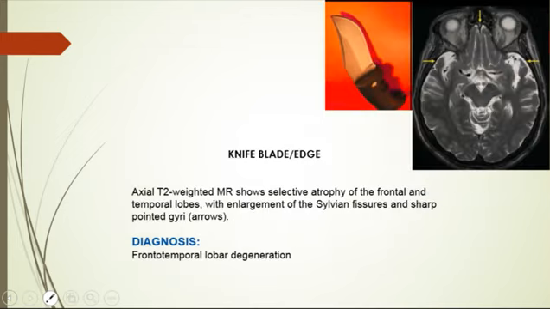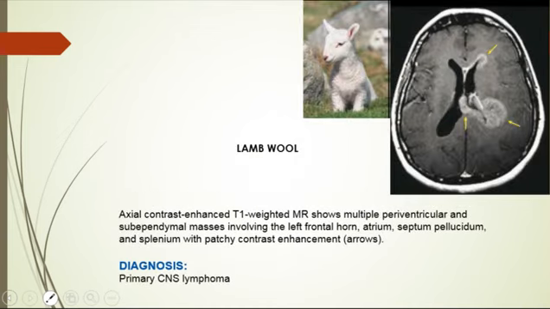Sorry, I think this is what's called the lamp wool sign, which is characteristic of primary CNS lymphoma. You can see multiple pulvinar and subependymal masses involving the left frontal horn, atrium, septum pellucidum, and splenium with patchy contrast enhancement. It's like a small arch, lamp wool, suggestive of CNS lymphoma, which occurs in immunocompromised patients and immunocompetent individuals after their 5th decade.